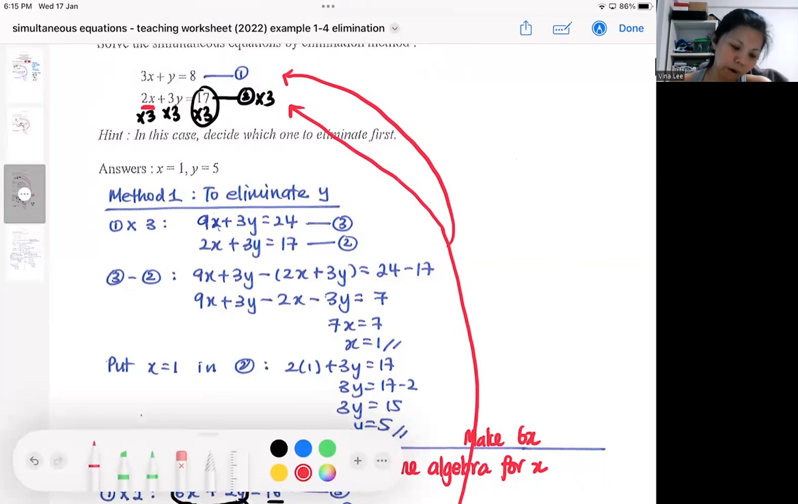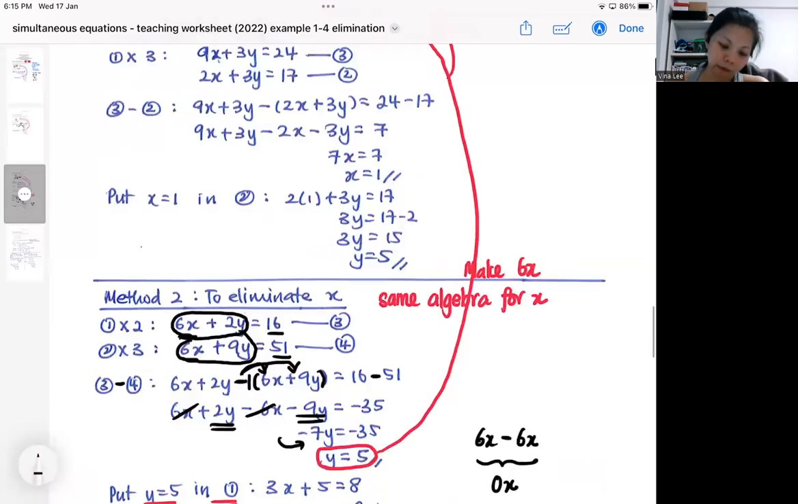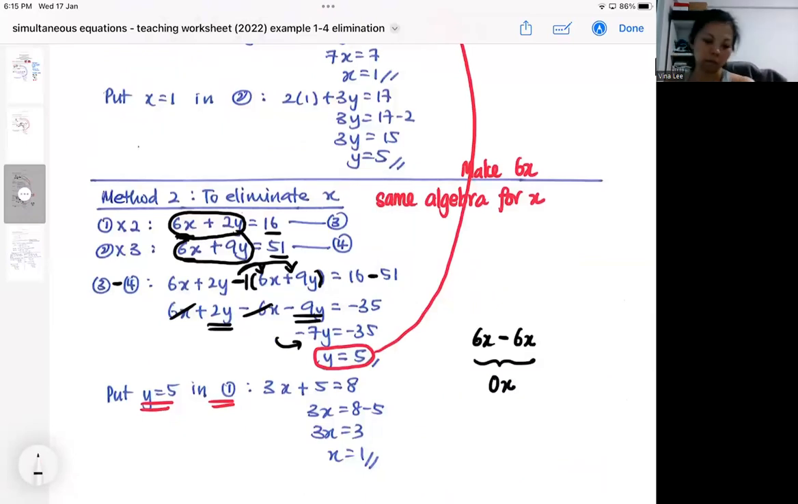So I put y equal to 5, meaning this part will change to 5. So my equation will become quite an easy linear equation, and then I'll solve for x. So that is the idea of elimination. Let's say you do not have the same algebra to start with, you make your own same algebra.